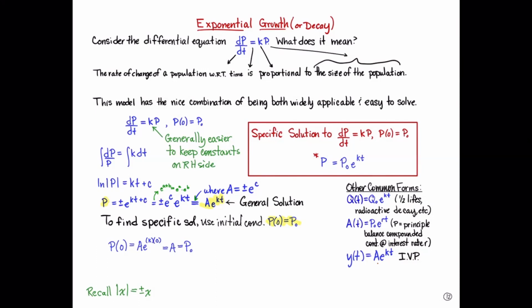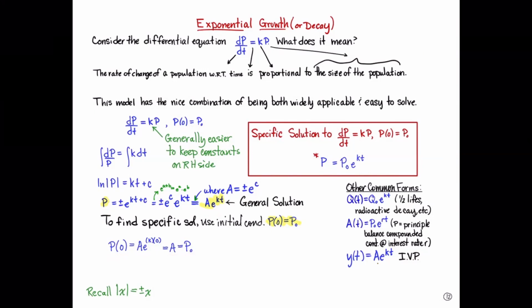When we sub in 0 into our equation here, we get back A e to the k times 0, and e to the 0 is 1. So this simplifies to A. And we're told initially that P of 0 is P naught. So that gives us A is equal to P naught.